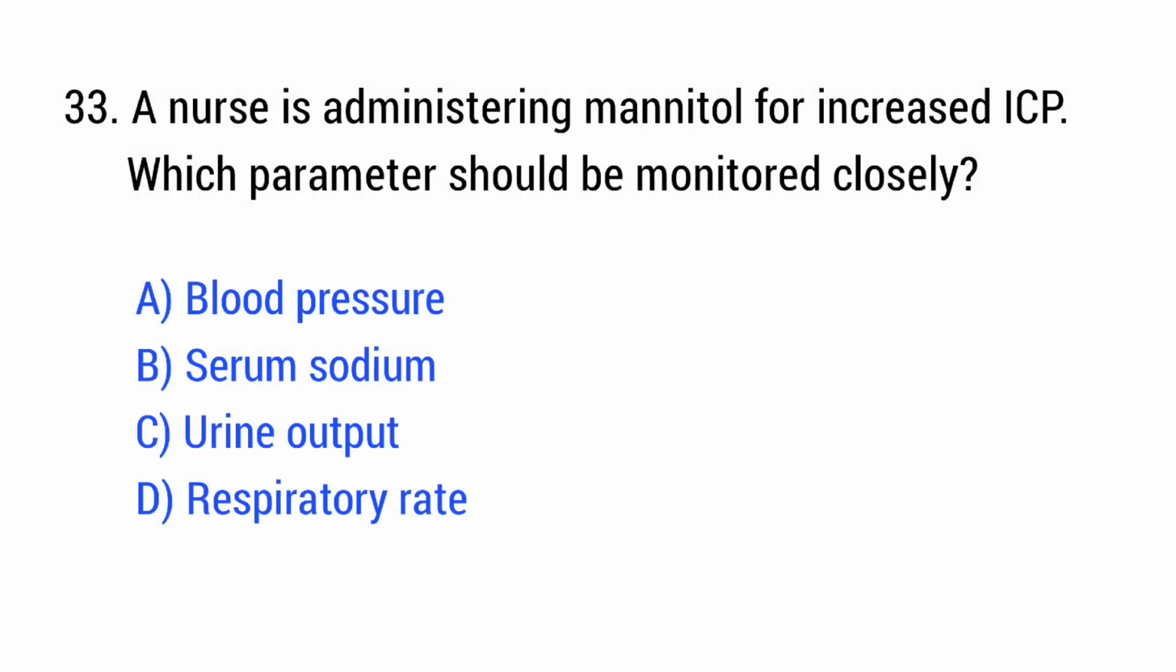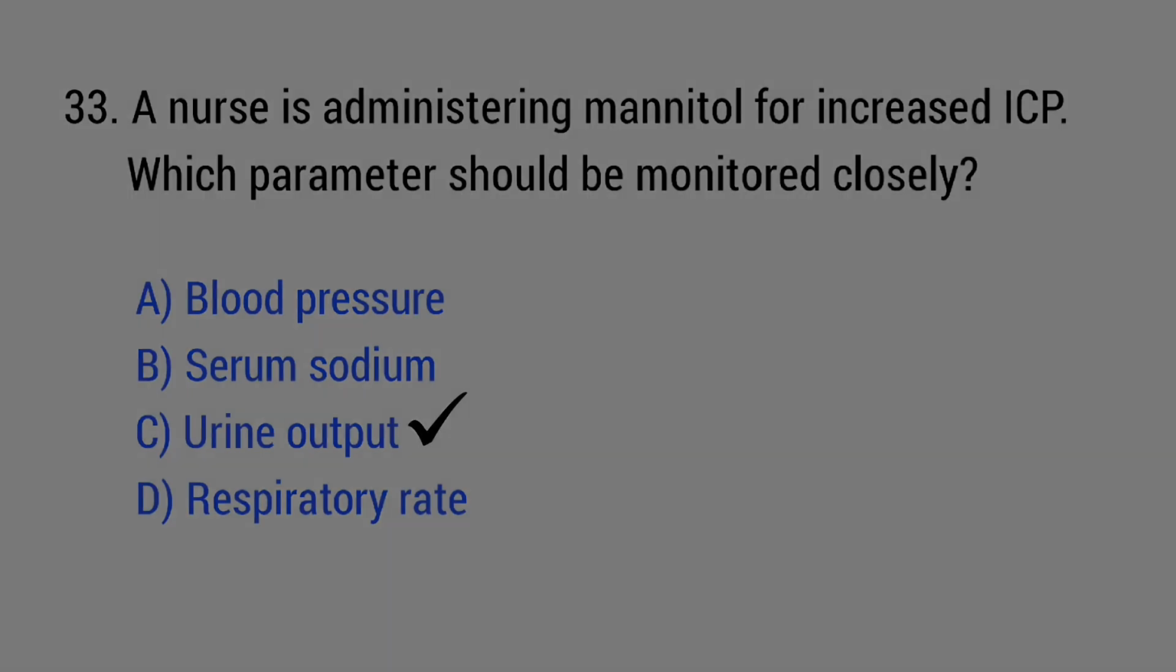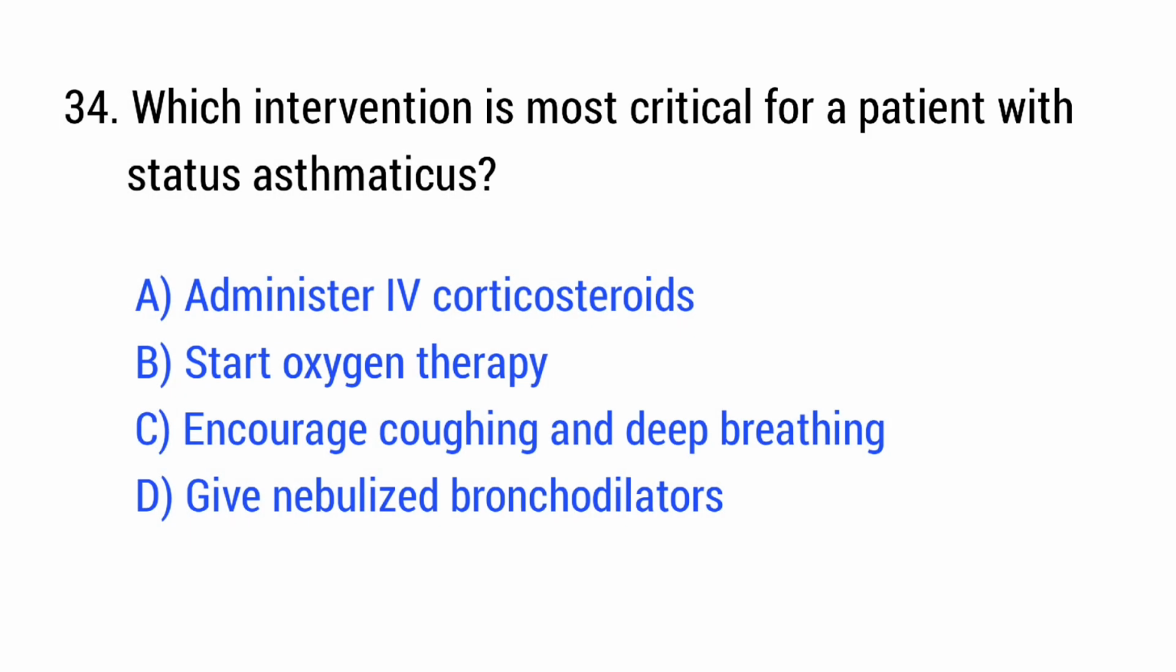Question number 33. A nurse is administering mannitol for increased ICP. Which parameter should be monitored closely? The right answer is option C, urine output. Question number 34. Which intervention is most critical for a patient with status asthmaticus? The right answer is option D, give nebulized bronchodilators.